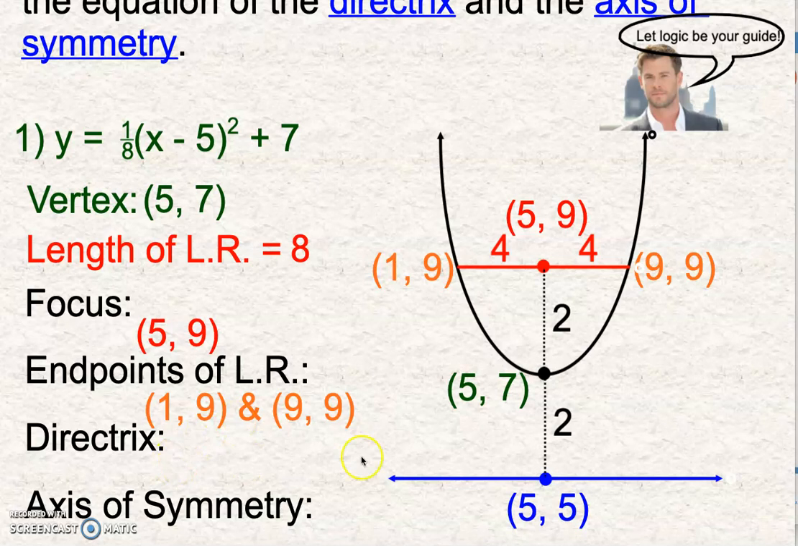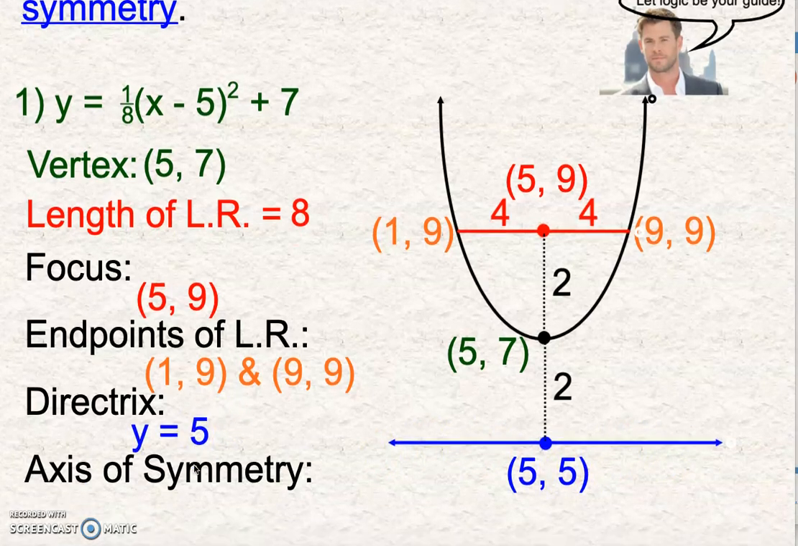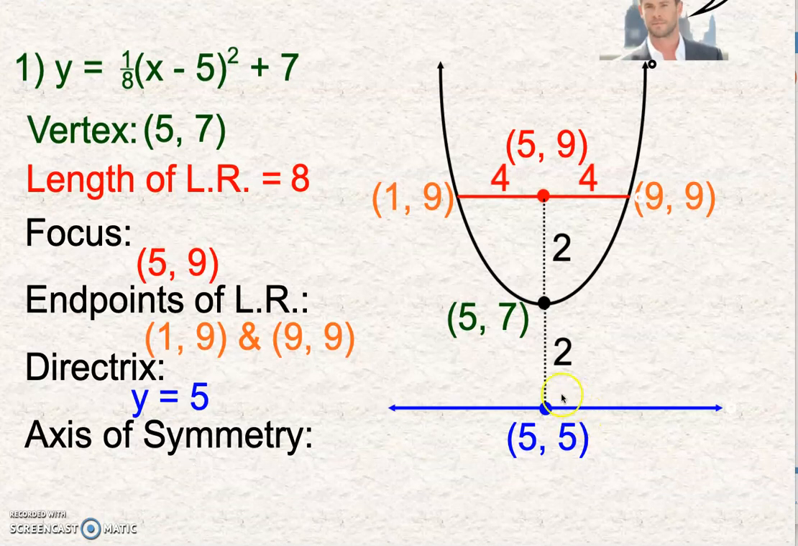The directrix, now it's the equation of the directrix. It's a line, and it's a horizontal line. So that's y equals 5. And then finally, the axis of symmetry, that's a vertical line. And so that's an x equals, and the axis of symmetry clearly passes through these three x values, 5, 5, and 5. So it's x equals 5.